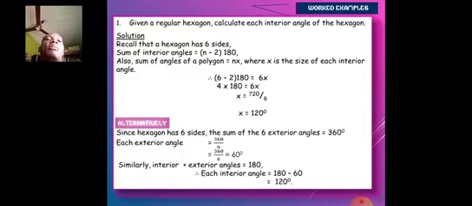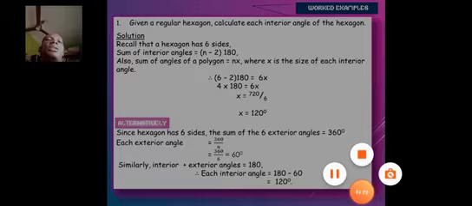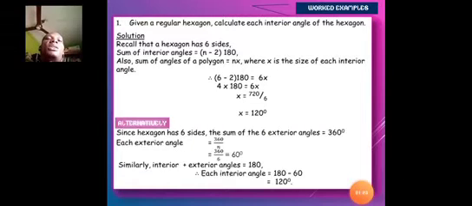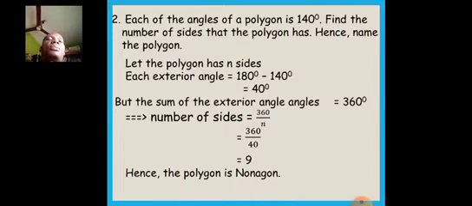We can also apply another method to solve this by using the exterior angle, that's 360 over n. And hexagon has 6 sides. 360 divided by 6 will give us 60 degrees. Now subtract that from 180 to give us 120, the same thing as what we have in the other method. So we are moving on to another question.